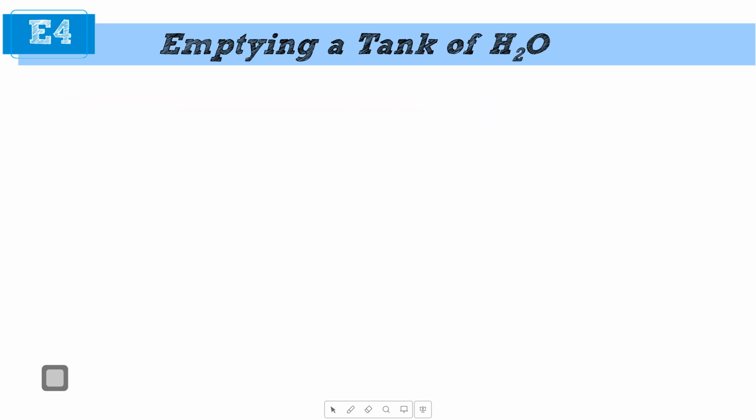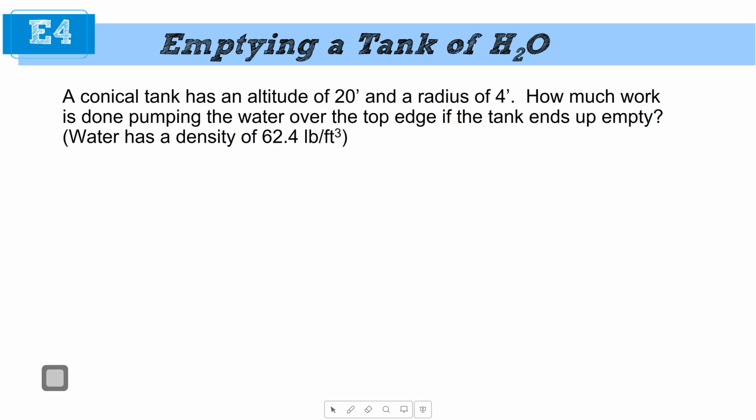This one changes a little bit, so you have to change your concept of what we're going to do here. Instead of moving something a little increment, we're going to calculate how much work it takes to move a little piece of water and then add up all the pieces of water. A different way to approach a problem. So I've got a tank. It's a conical tank. It has an altitude of 20 and a radius of 4.